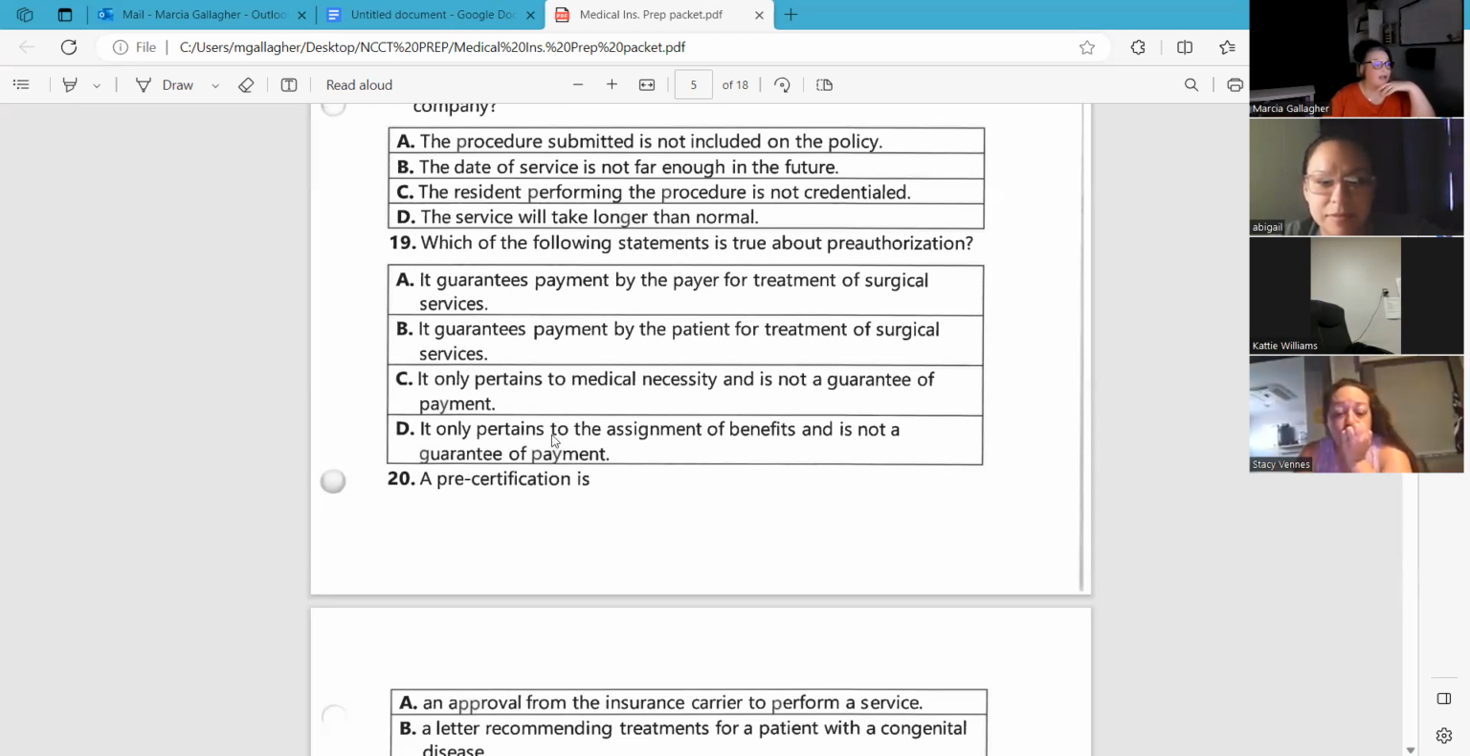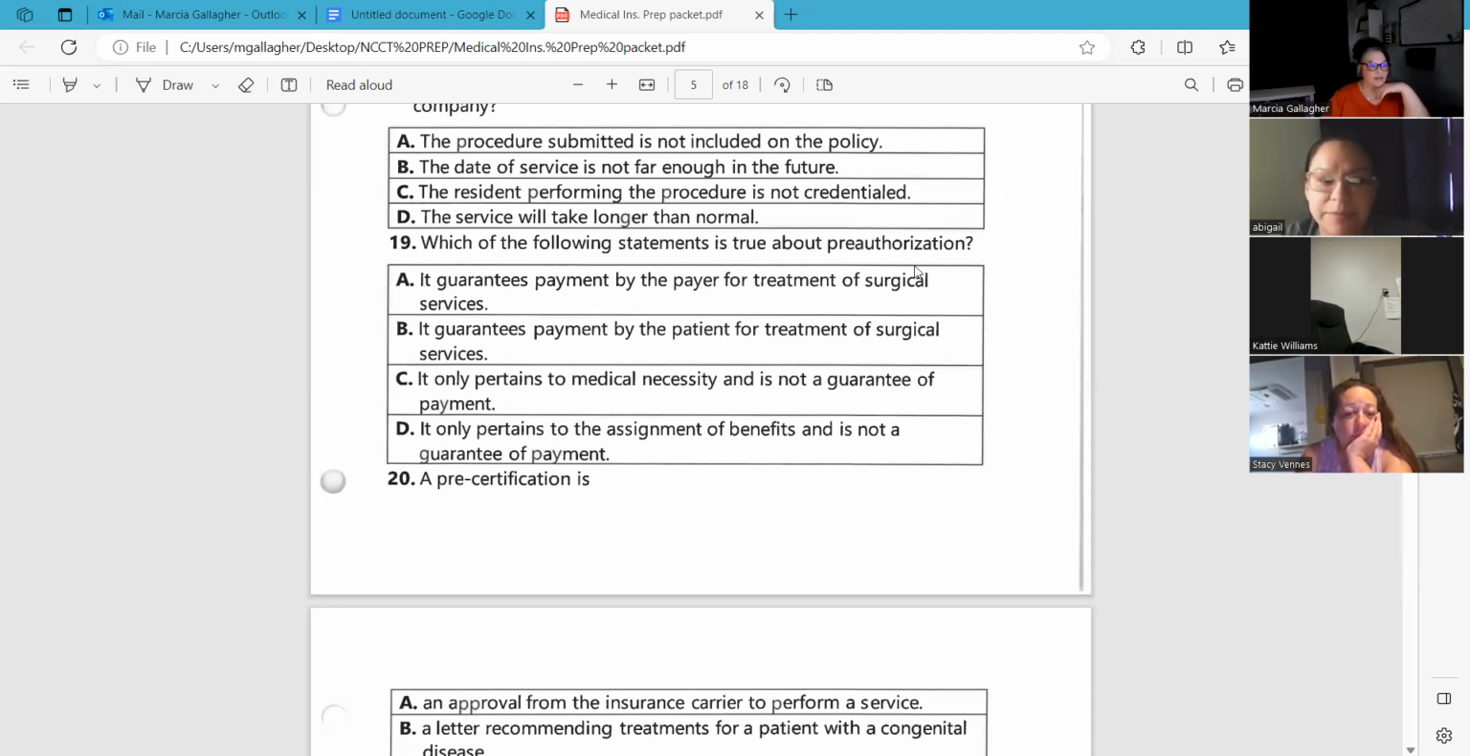It only pertains, okay, here's the difference, Abigail. Good morning, Stacy. It's this little bit here. It only pertains to the assignment of benefits. That's not correct. It only pertains to medical necessity, because can a doctor or surgeon do a medical procedure without medical necessity? No. They cannot. Medical necessity is so important. So the answer is going to be, it only pertains to medical necessity and is not a guarantee of payment.